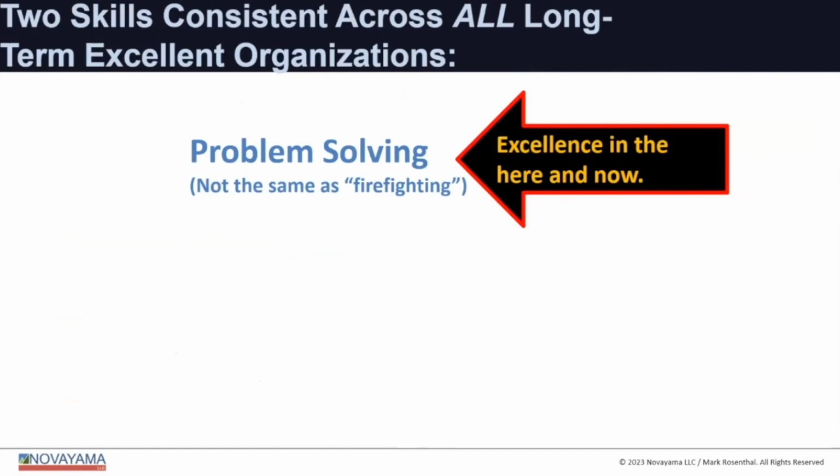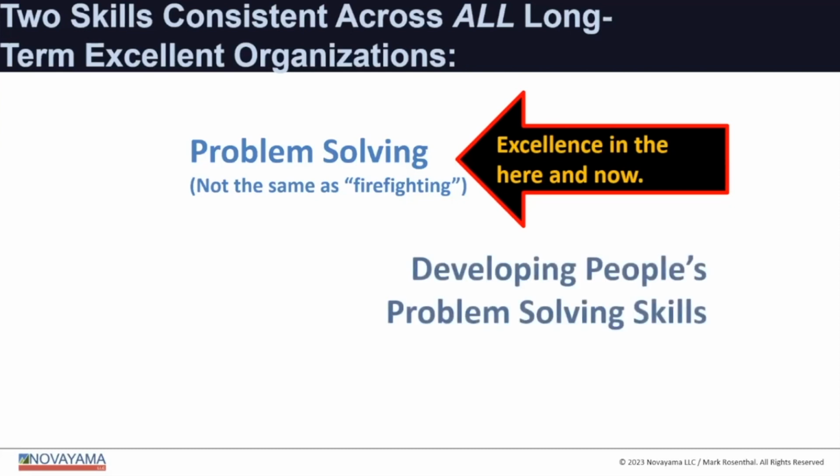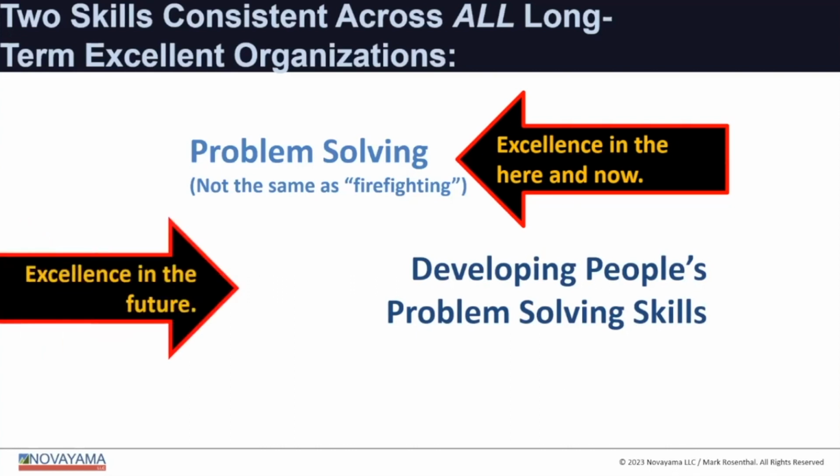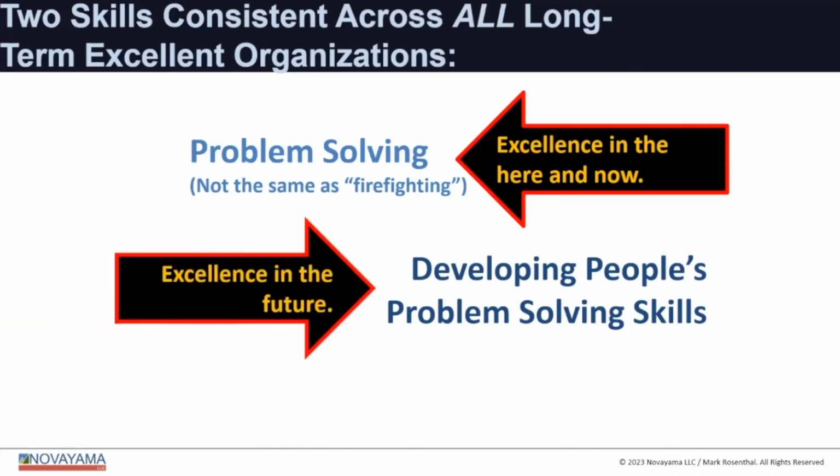And that is excellence in the here and now. You've all seen teams that are really good at this. Then you have the other piece, which is that they do this in a way that develops people's problem-solving skills, so that as people join the organization, they inherit the same cultural process of problem-solving that everybody else has. And that is establishing excellence in the future. So right away, what we see here is it doesn't work if you just have a small cadre of people who are going and solving all the problems every day, because they're the only ones who get good at it.